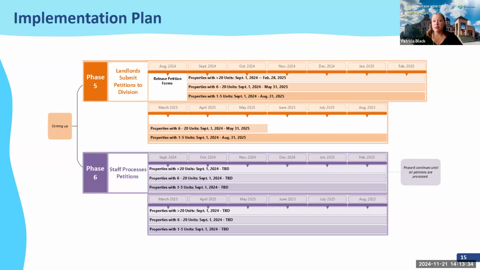If you do not, there are some serious repercussions. If you are a property with 6 to 20 units, you need to have your petition submitted to our division by May 31st. And if you are a property with 1 to 5 units, you need to have your petition to us by August 31st of 2025. If you see below, we will continue to process the petition for as long as it takes to finalize and finish these.